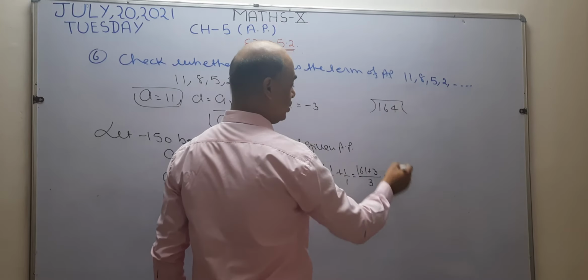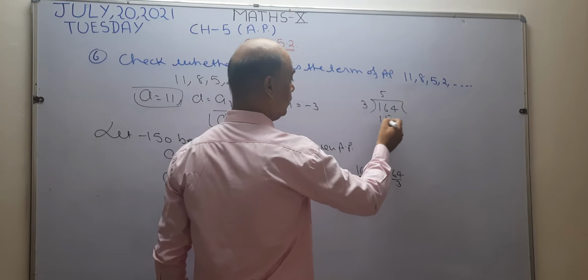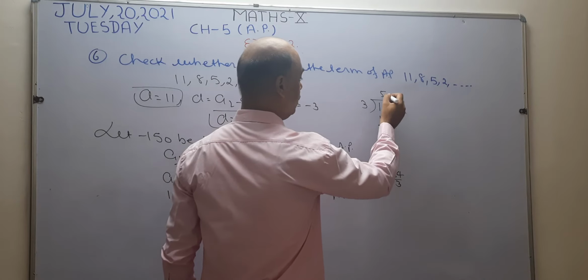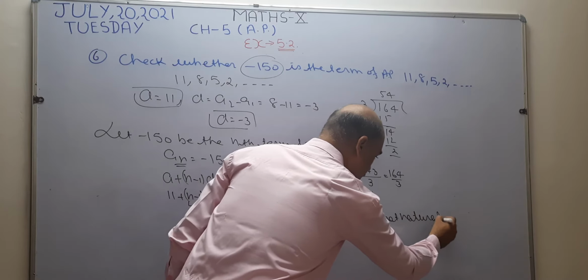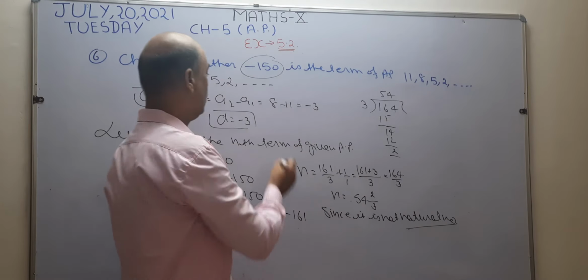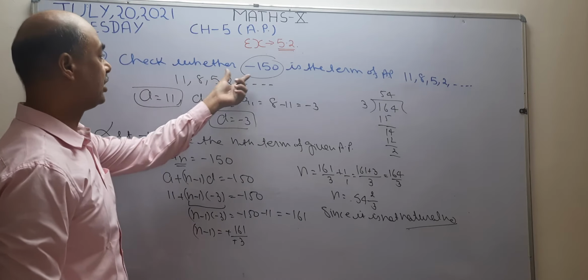I want to divide 164 by 3. 3 5s are 15, 1 is left. 3 4s are 12. Now what is left? 2. So this becomes 54 and 2 by 3. Okay, so this is not a natural number. Since it is not a natural number, minus 150 is not a term of the given AP.